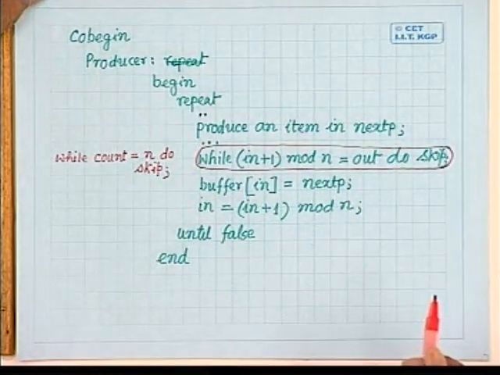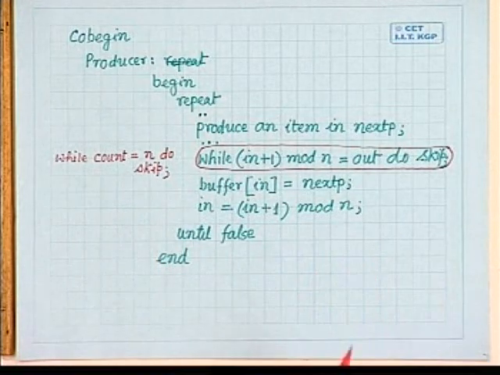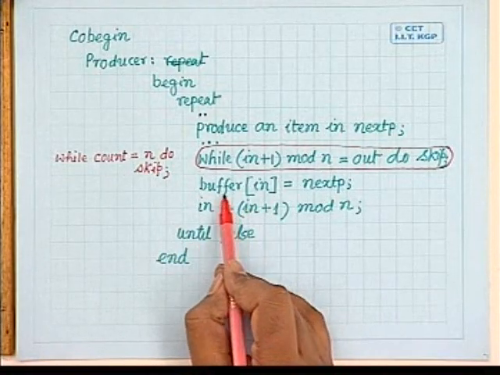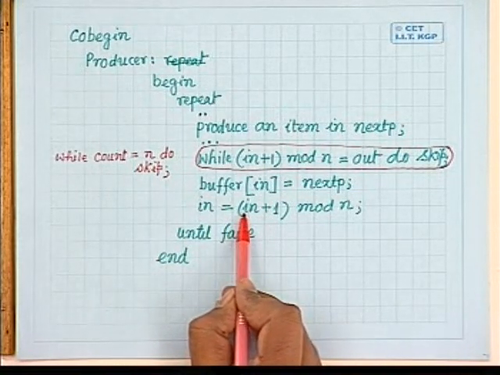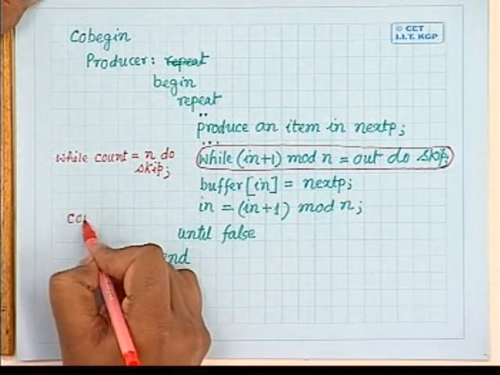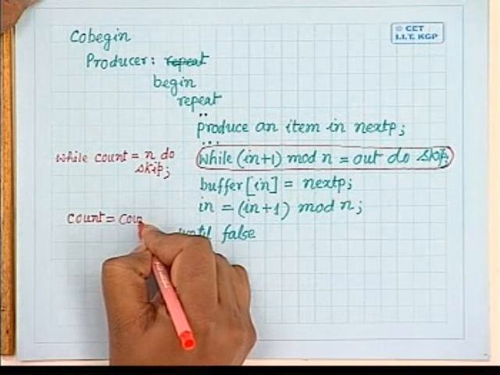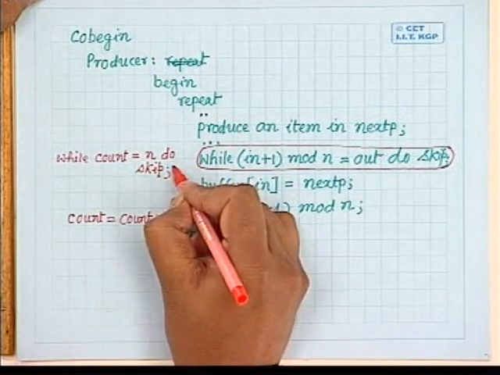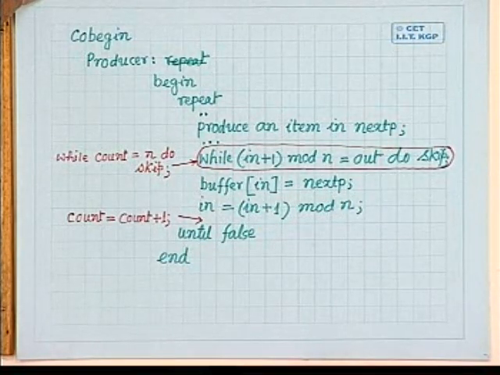That means if count equal to n, then obviously all the n locations in the buffer are full, so the producer process cannot put a new item into the buffer. If count is not equal to n, which means it is less than n, then it puts the element into the buffer and increments the in pointer as before. In addition, the other task it has to perform is to increment the value of count by 1, so count equals count plus 1. That has to be inserted here, and this will replace this statement. Our assumption is that initially the value of count is equal to 0.